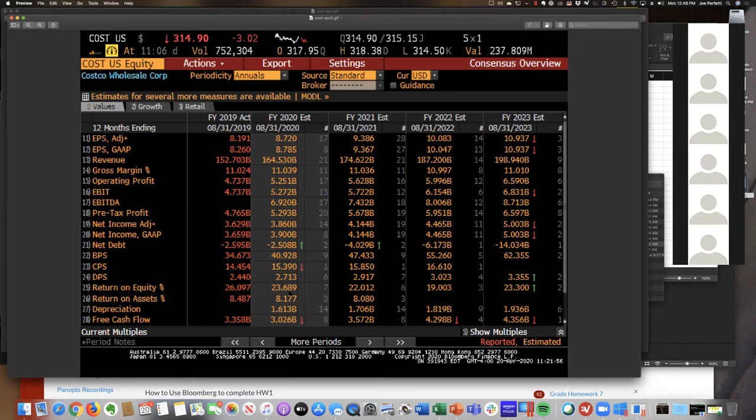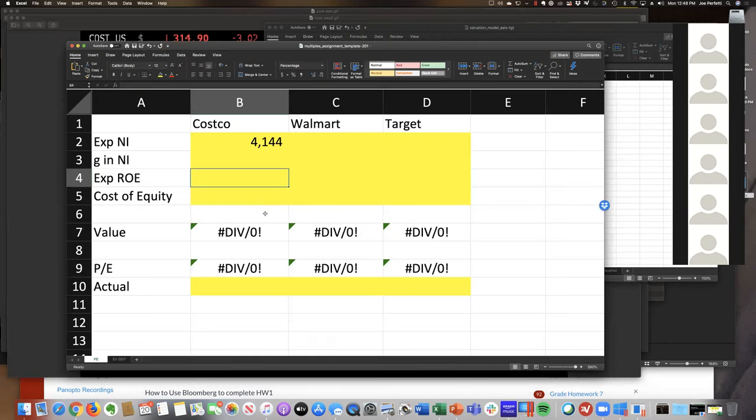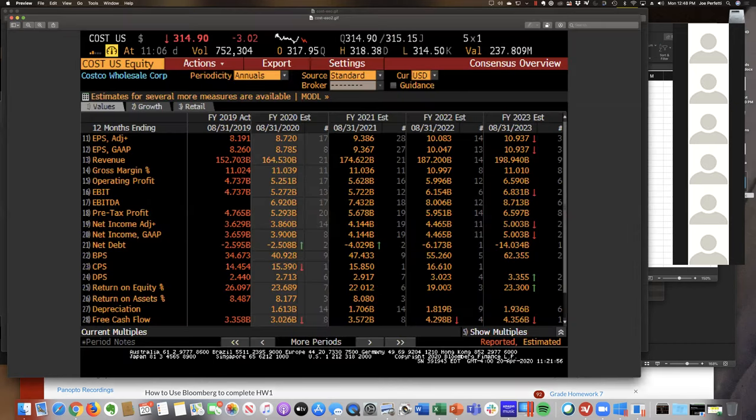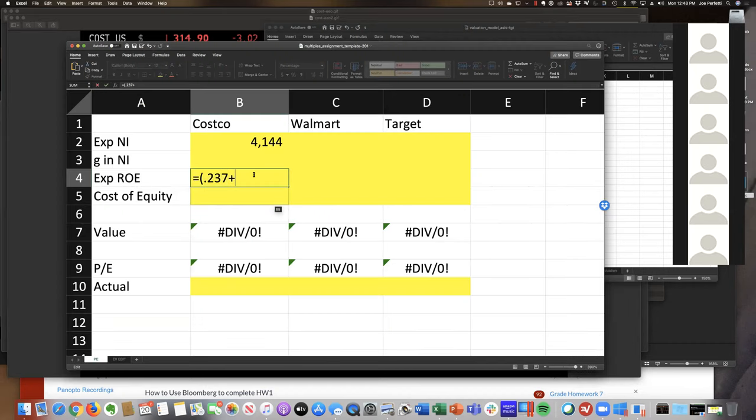So 23.7, rounding off, so equals 0.237 plus 0.22 plus 0.19. Now I take all of that divided by three, I get 21.57% for the three-year average return on equity. Right? Now the nice thing about these companies is their future probably looks like it's not going to change too much. So this probably is representative of their longer term return on equity.